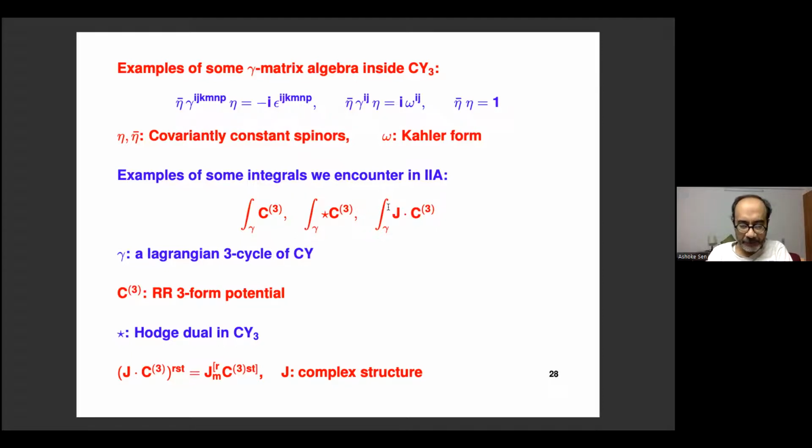Here is an even more complicated integral. You take the convolution of the complex structure of the Calabi-Yau with the Ramond 3-form, and then you integrate over this cycle. But as I said, with some effort, all of these integrals can be done and expressed in terms of the moduli, the parameters of the hypermultiplet moduli space, and that gives the result that I mentioned.